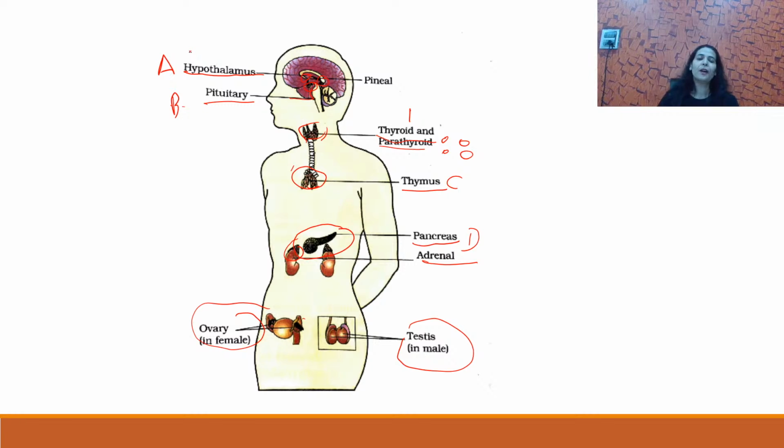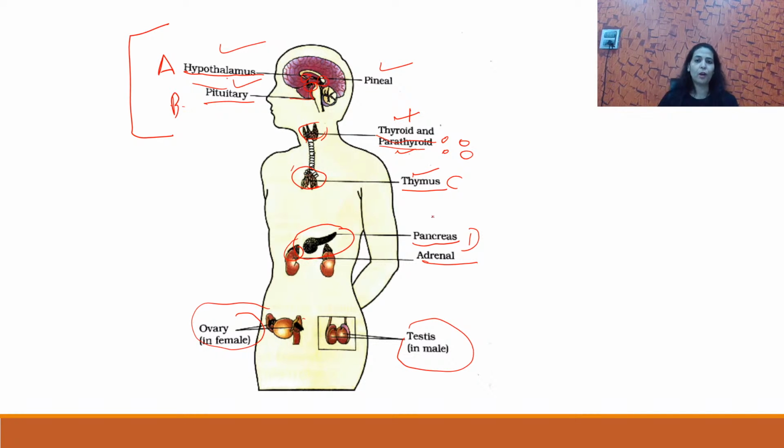All right. So please remember this diagram. You should not lose marks because you could not identify the gland. Remember, in the head region, you have 3 glands. Repeat after me quickly: hypothalamus, pituitary, pineal. 1, 2, 3. Then in the throat and the chest region, you have again 3: thyroid, parathyroid, and thymus.